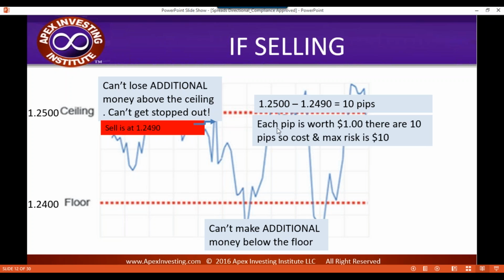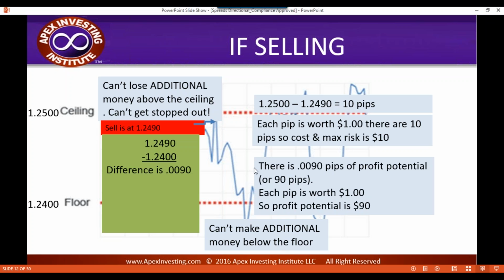Each pip is worth $1 per spread. Now, yes, we can get into multiple spreads, but right now we're talking about one spread. Each pip is worth $1, and there are 10 pips. So the max risk is only $10. Okay? Also remember, we can't make additional money below the floor.